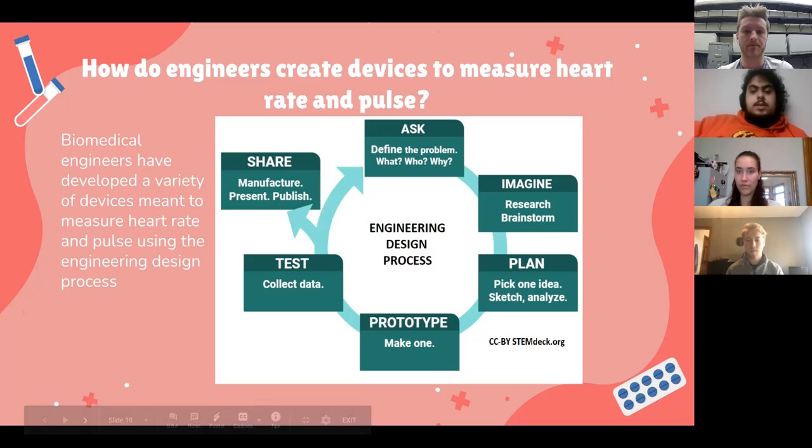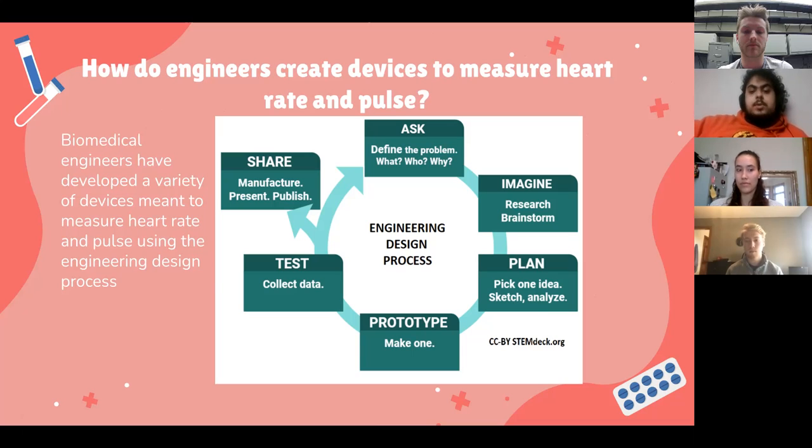Biomedical engineers use the design process to develop different cardiovascular devices. First, they start by asking what the problem is, which could be a patient's irregular heart rhythm. Then they start brainstorming for ideas how to fix that problem by perhaps suggesting monitoring the patient's heart rate. Then they begin planning how to implement that solution. For example, they may suggest placing electrodes on the patient's chest.